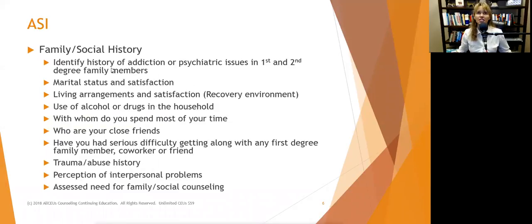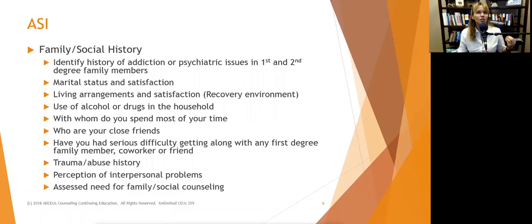The family and social history. We want to identify the history of addictions or psychiatric issues in 1st and 2nd degree family members. Why? Because this lets us know what may be going on with our client that may or may not have been diagnosed yet, so we can keep an eye out. Marital satisfaction and status, or marital status and satisfaction. If they're single and they're happy with it, cool. If they are married and they're happy with it, cool. If they are in a dysfunctional relationship and they're not satisfied, then that could be a stressor that could be causing all kinds of mood issues and predispose them to a relapse. So we want to talk about that.